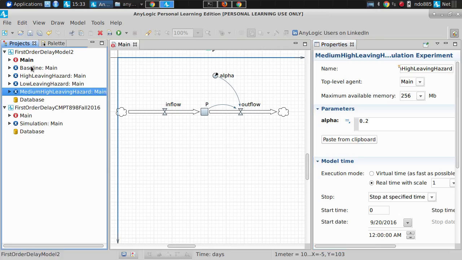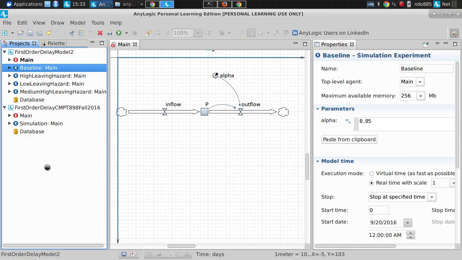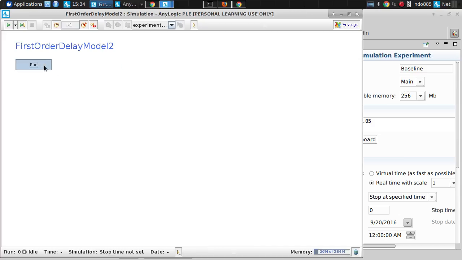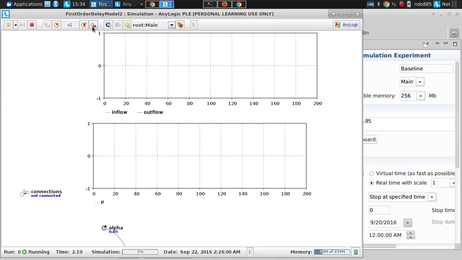Let's try running that. Let's try running the baseline first of all, remembering what that looks like in terms of the outflow mirroring the inflow. With the baseline, the outflow mirrors the inflow with a delay, and you can see the effects here.